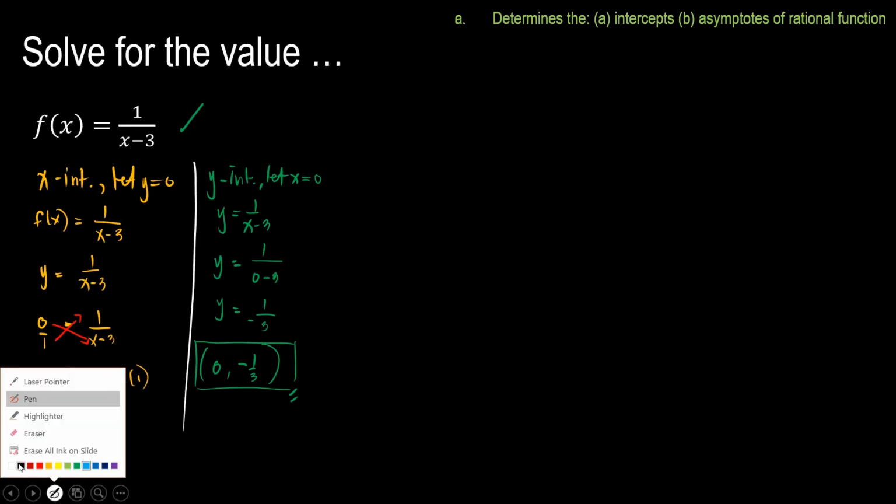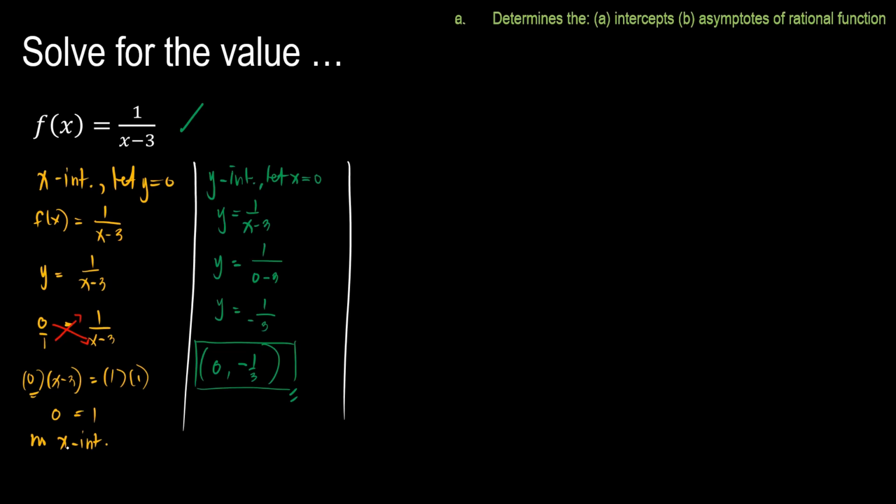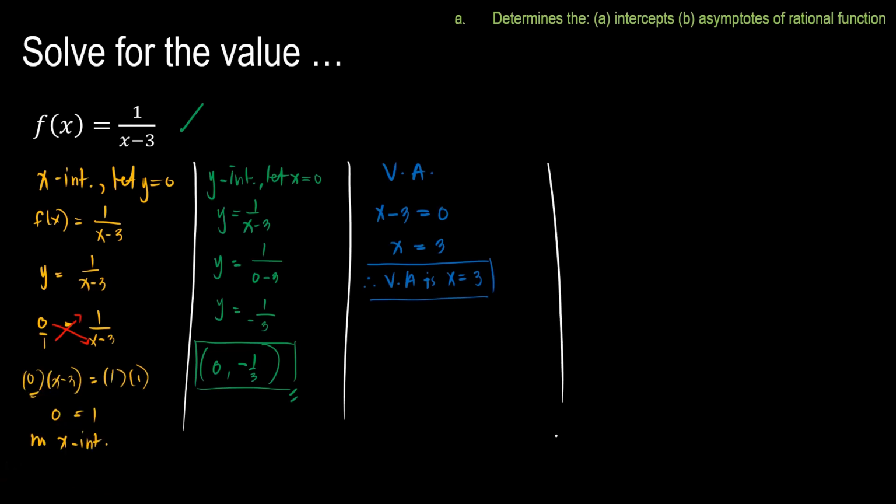Next, let's get the vertical asymptote. So the vertical asymptote, sabi dyan, for us to get the vertical asymptote, we have to equate the denominator equal to 0. So since our denominator is x minus 3, equate it into 0, then simplify, get the value of x, we will get 3. So therefore, our vertical asymptote is x is equal to 3.